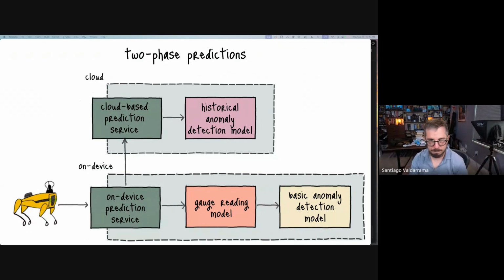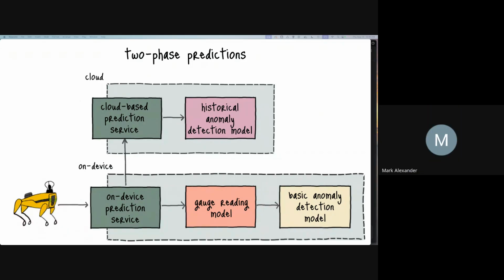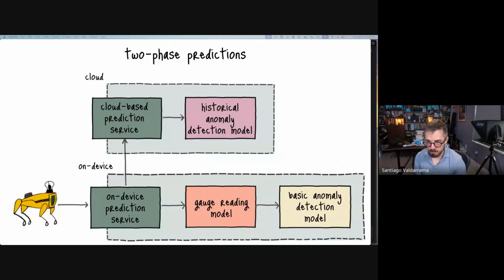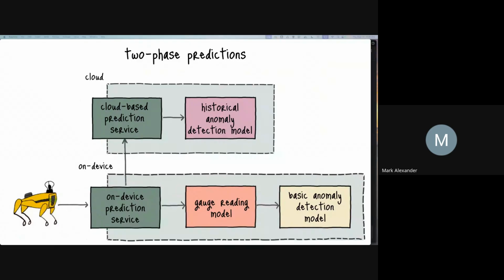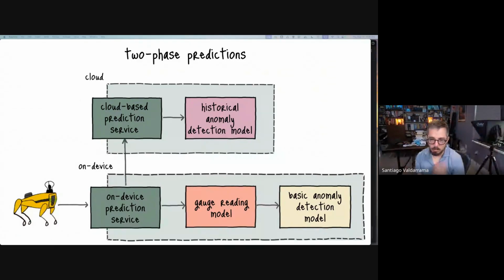Mark: I didn't get the example completely. Let me ask. So the cloud service would know if a value that is in the acceptable bound doesn't behave as it should over time. That's why you have the cloud service. So the cloud had access to all past predictions done for that gauge. Those past predictions were either coming from the same robot or multiple robots.